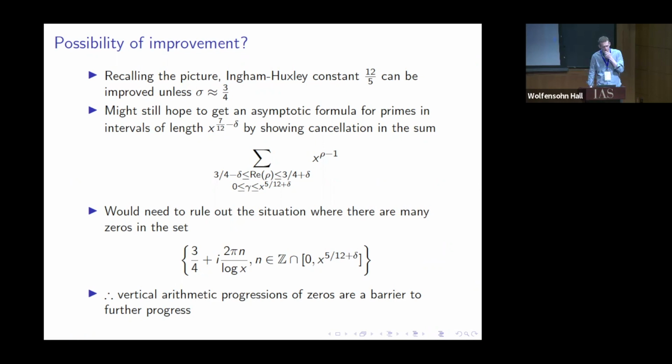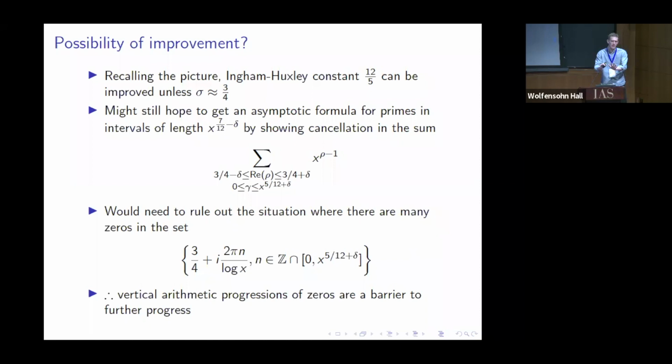A difficulty is that there are some situations that you would have to rule out, show that those don't actually occur. So for instance, it's a priori possible that there are lots of zeros in a vertical arithmetic progression. Of course, this is completely absurd. This shouldn't happen, but maybe it does. And if there are lots of zeros in this vertical arithmetic progression, then there won't be any cancellation, right? All the angles are pointing in the same direction. So vertical arithmetic progressions of zeros would be a barrier to attacking the problem along these lines.